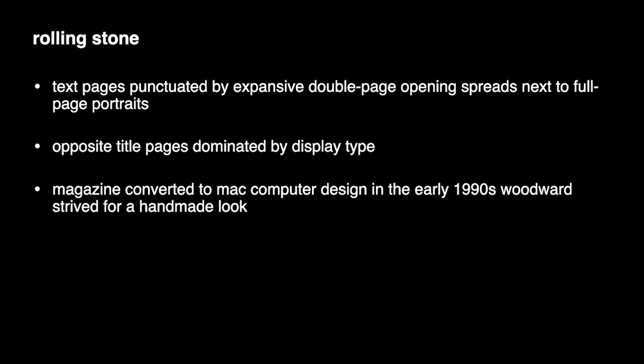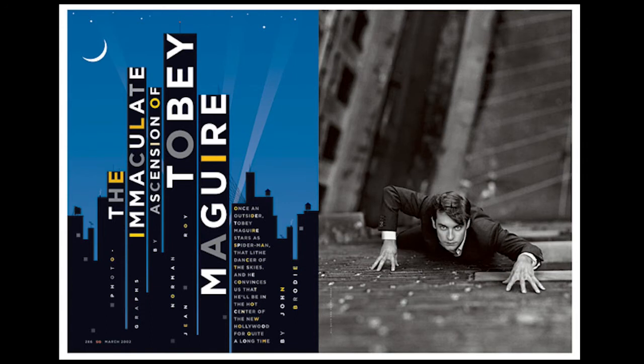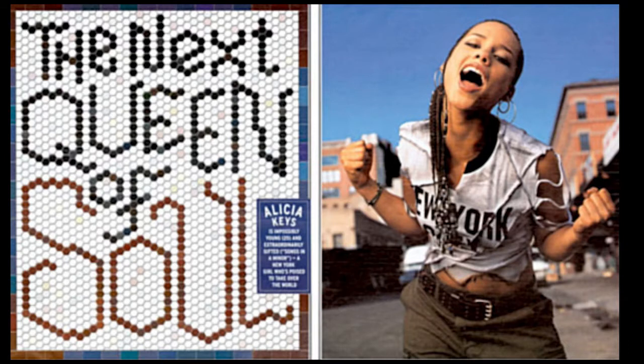At Rolling Stone, headed by Fred Woodward, an amazing art director and designer, they created text pages punctuated by expansive double-page opening spreads next to full-page portraits. The opposite title pages were dominated by large display type, and they converted to Mac computer design in the early 1990s, while Woodward still managed to manipulate the computer images to strive for a handmade, handcrafted look.